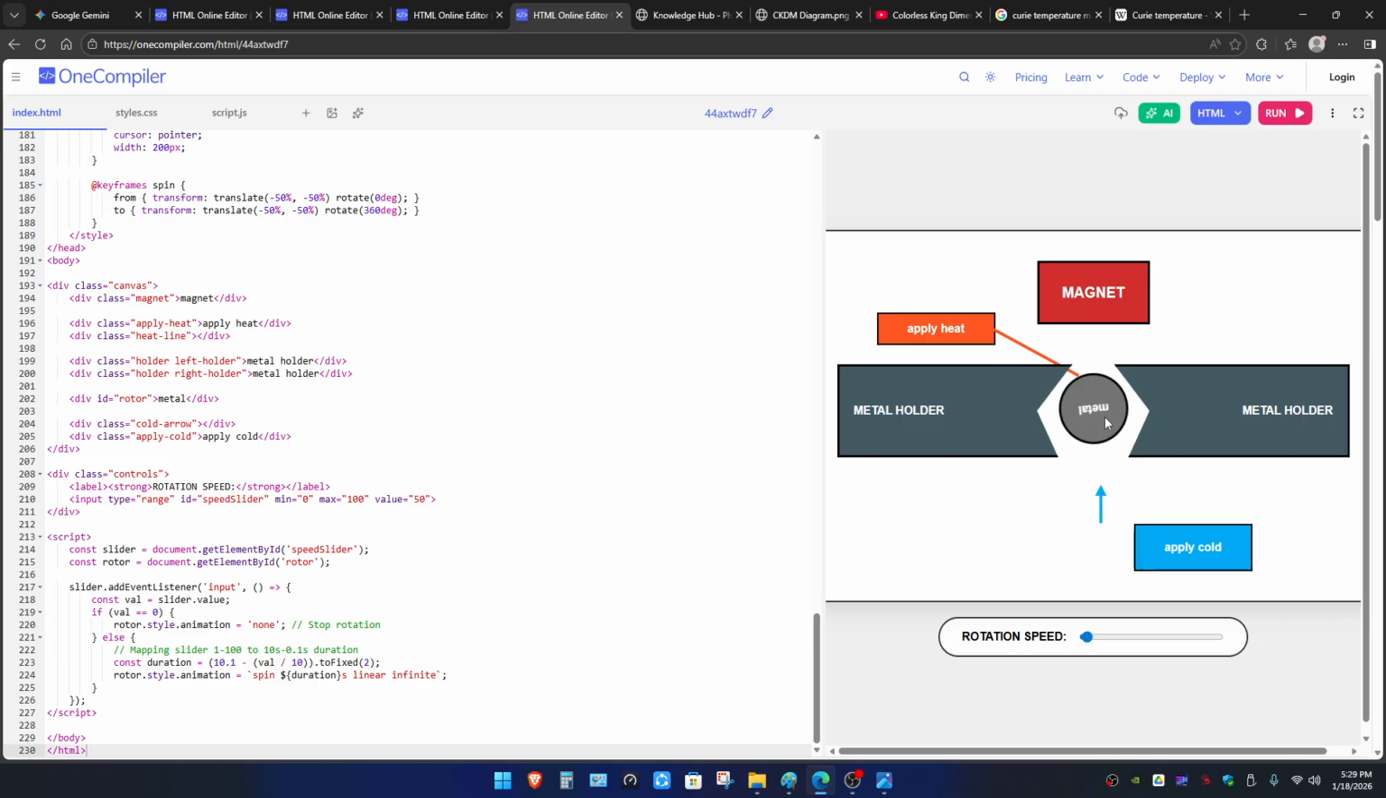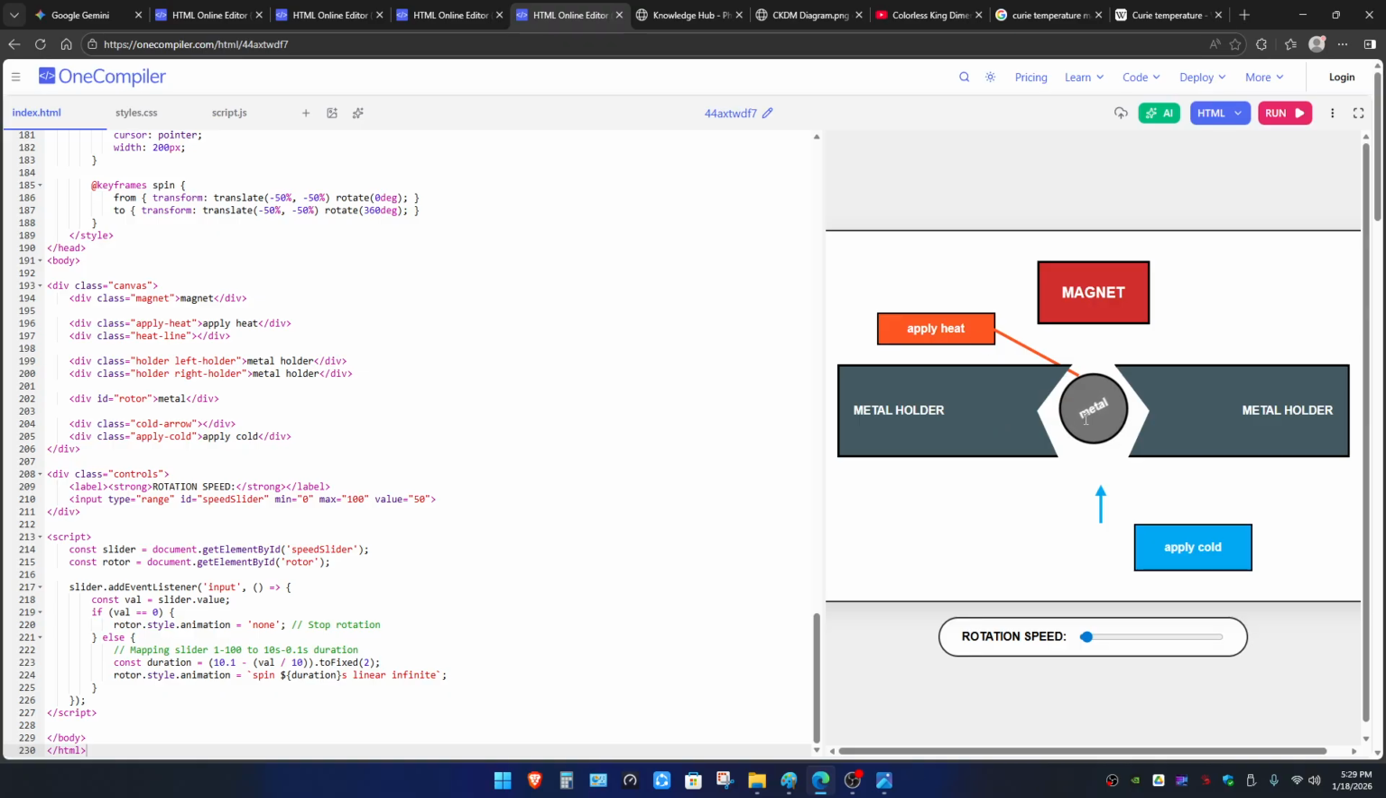This metal is a 3D object, right? What is happening is, this is a model diagram that I have made. This is a metal holder to make sure that this round metal actually doesn't get attached to the magnet. And the metal is moving. Why is the metal moving?